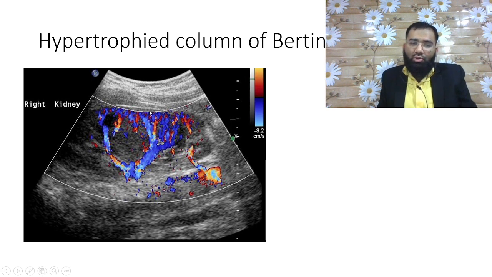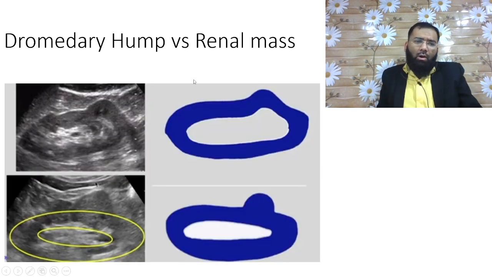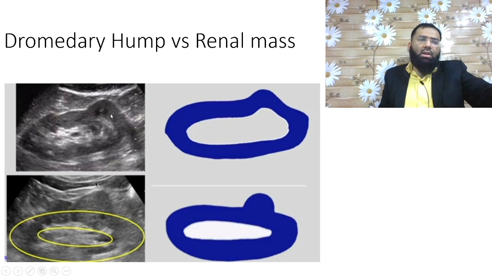It is usually continuous with the cortex and usually not very large, not more than 2 centimeters. Now, one interesting thing which you get on ultrasound of kidney is dromedary hump, and you have to differentiate it from renal mass. So can you see this?